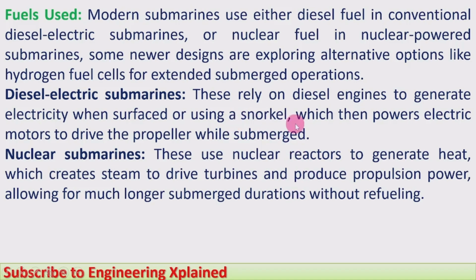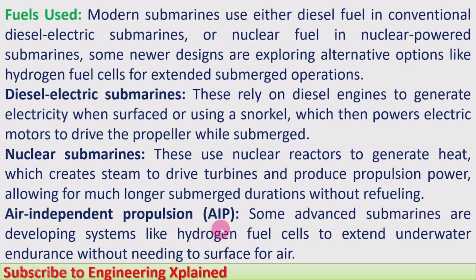And diesel electric, here also, at the top when it is running, uses air for the running of the diesel engine, and the power is stored in the batteries, and those are used for running it. And in modern recent engines, there is air independent propulsion, AIP it is called. Some advanced submarines are developing systems like hydrogen fuel cells to extend underwater endurance without needing to surface for air. That is, without needing the air.